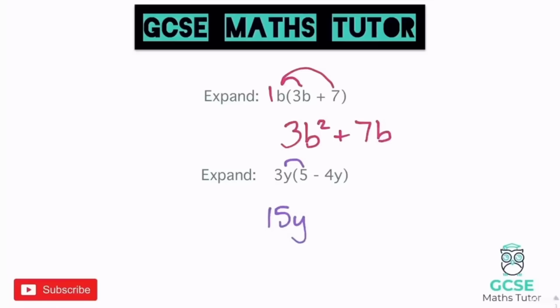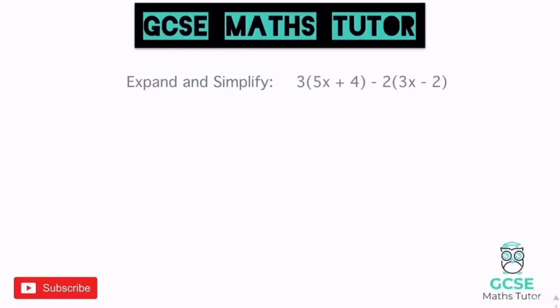And then 3y times the 4y, well, 3 times 4 is 12. y times y is y squared, and then again copying that symbol as a negative. Expanding and simplifying 2 brackets, so we'll expand these separately. So let's have a look at the first one.